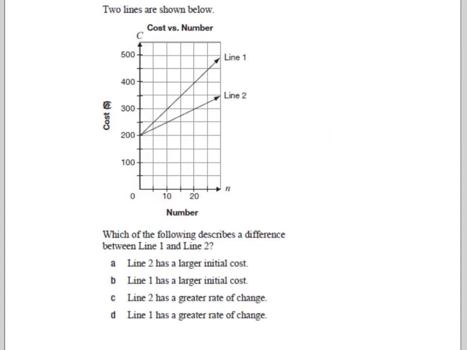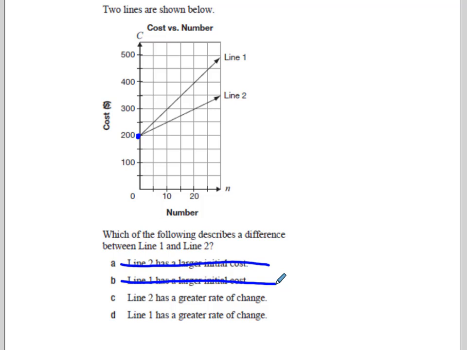Okay, have a look at this one. Pause it if you need to. So two lines are shown. Which of the following describes a difference between line 1 and line 2? Line 2 has a larger initial cost. Well, there's the initial cost. That's our y-intercept. It's the same for both lines. So line 2 has a larger initial cost and line 1 has a larger initial cost are both incorrect because they have the same cost.